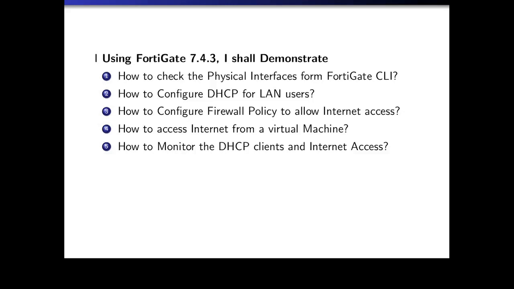Number 2, I shall show you how to configure DHCP server for the LAN users. Number 3, how to configure firewall policy to allow internet access, and how to access internet from virtual machine and monitor the DHCP client and the internet access. We shall also monitor the services side by side. Let us start our task number 1, how to check the physical interface from the command line interface of FortiGate firewall.